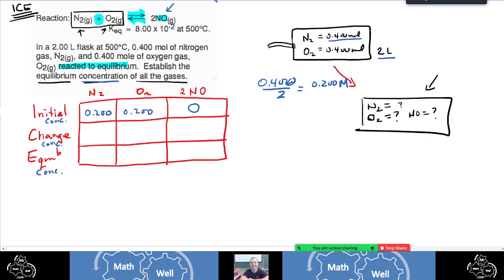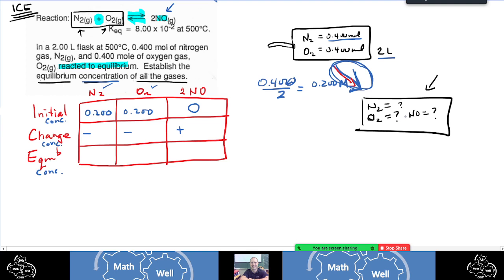Now, in this movement here to equilibrium, this is the change part, okay? So what's happening? Well, obviously this nitrogen is reacting with this oxygen. So this is going to go down in concentration. That's why the negatives are there. NO obviously is 0, and it's going to go up in concentration. So the signs are going to be negative, negative, positive. That's the first step.